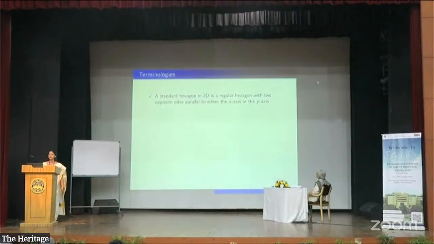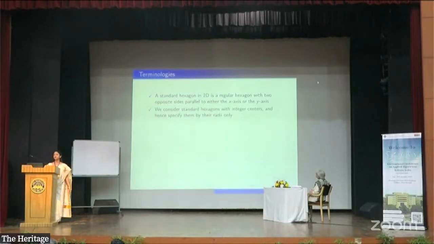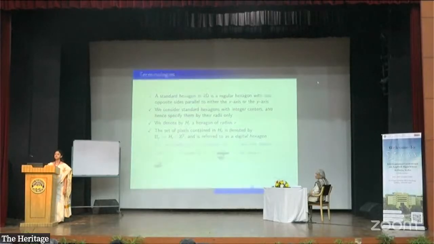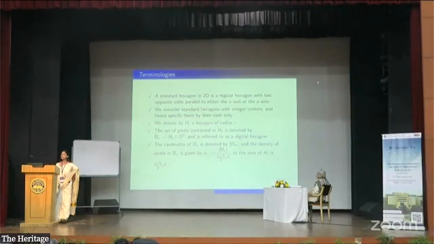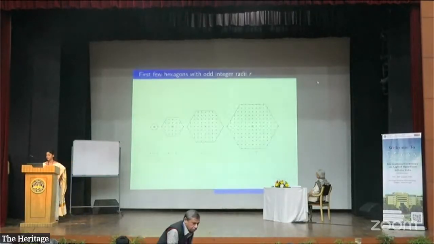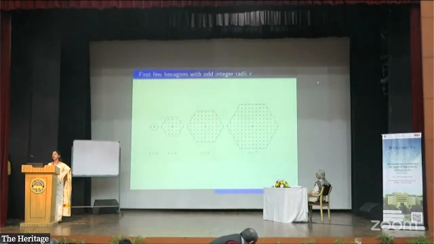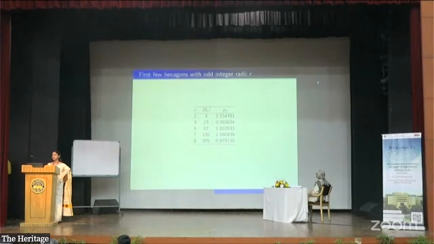Again, a standard hexagon in 2D is a regular hexagon with 2 opposite sides parallel to either the x-axis or y-axis. We consider standard hexagons with integer center, so they are specified by their radii only. In this work, we have provided results for integral radii as well as real radii. We denote by H a real hexagon of radius R, and the set of pixels present in the real hexagon is the digital hexagon, and the density rho R is equal to the cardinality of the digital hexagon divided by 3 root 3 by 2 R squared, where 3 root 3 by 2 R squared is the area of the real hexagon. So this is the first standard hexagon with odd integer radii R, and these are some pixel containments and densities.